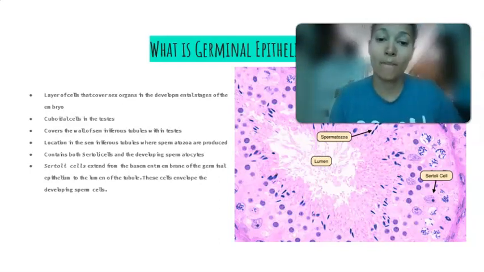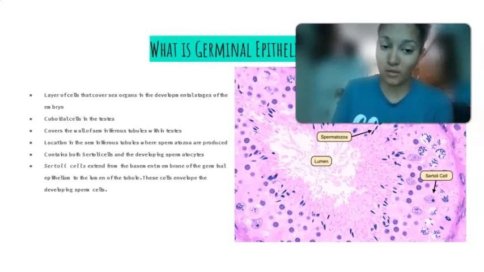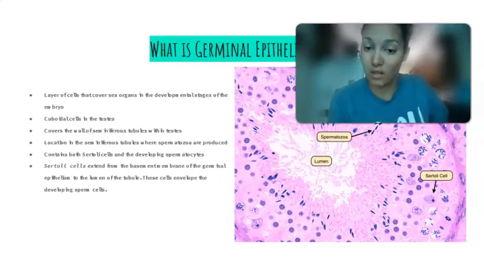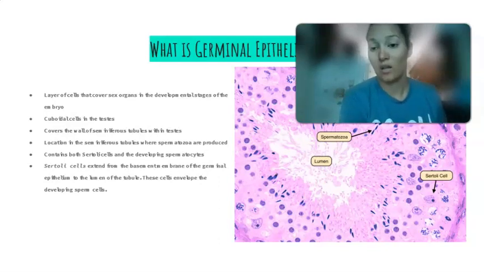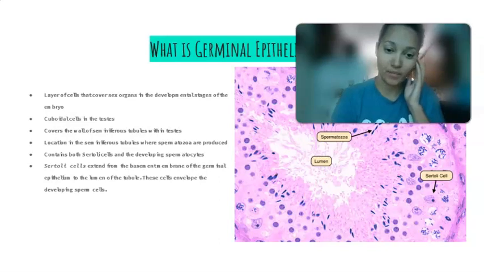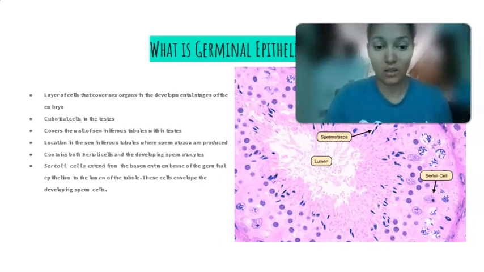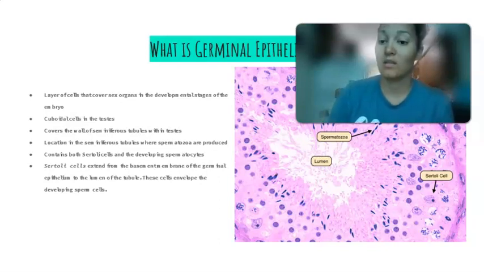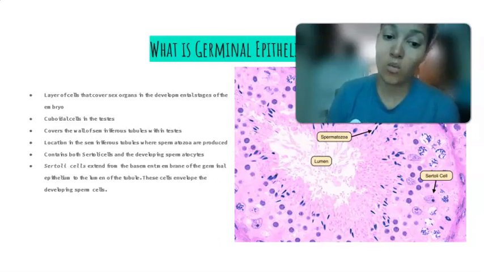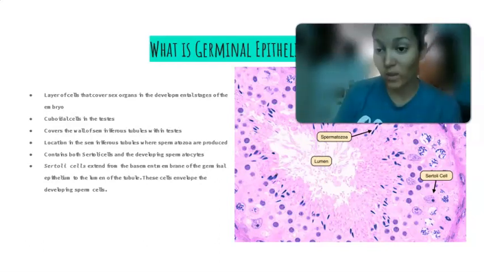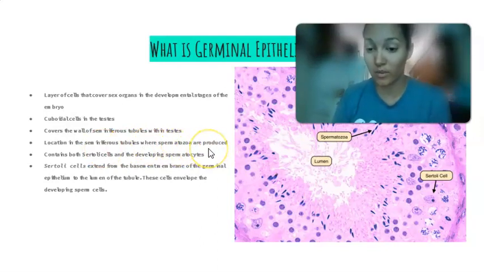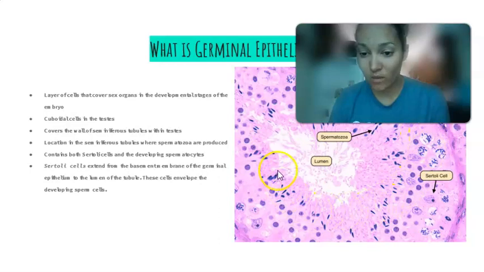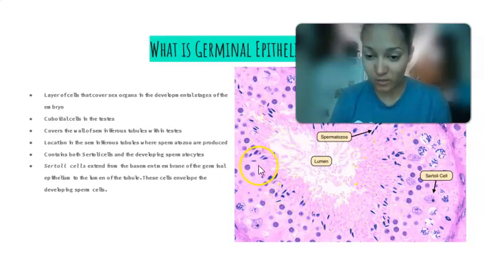about those. Your germinal epithelium for males is a layer of cells that covers sex organs in the developmental stages of the embryo. And keep in mind, when we're talking about germinal epithelium in this discussion, it's going to be about male germinal epithelium because we are talking about sperm. As you can see, histologically speaking, the germinal epithelium has cuboidal cells. This is located in the testes. It covers the wall of the seminiferous tubules within the testes. It's located in these seminiferous tubules where spermatozoa are produced, as we can see. They're one of those layers within this circle.